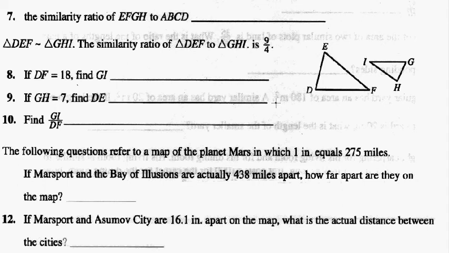Alright, starting with problem number 7, the similarity ratio of EFGH to ABCD is 18 over 15, which is going to be, let's see, dividing by 3, 6 over 5. Okay, going to number 8.